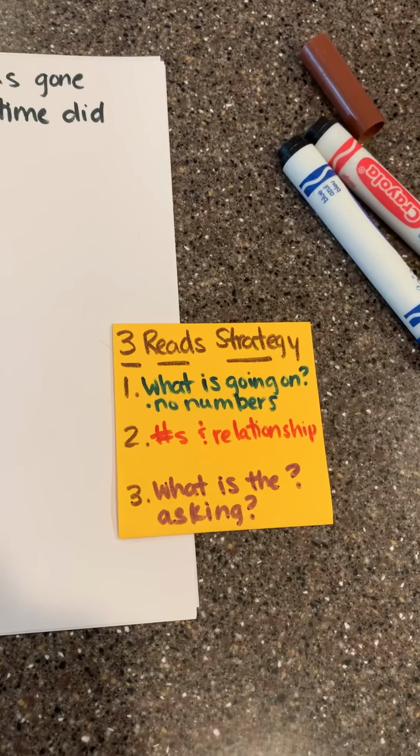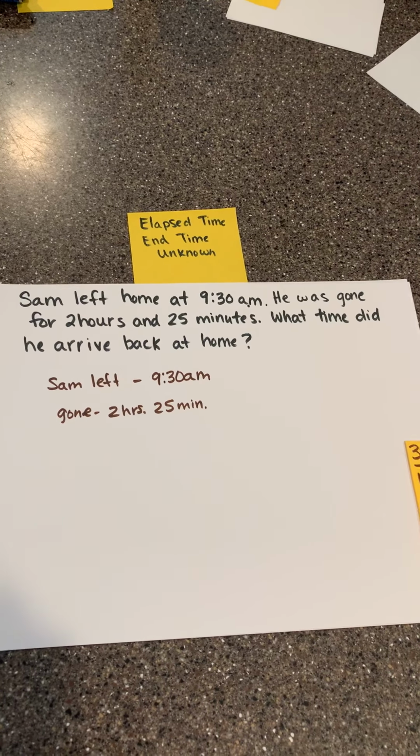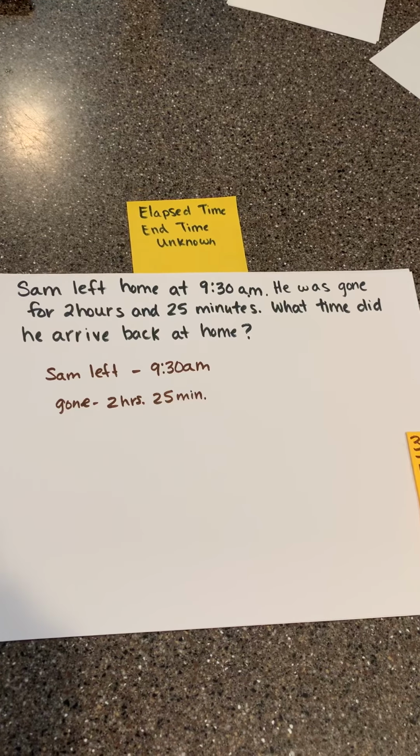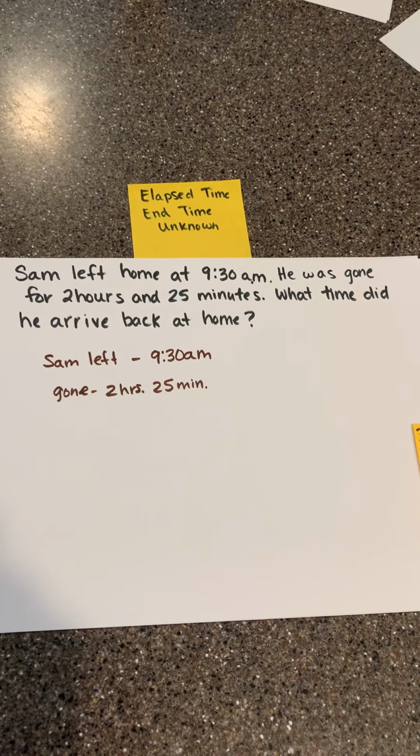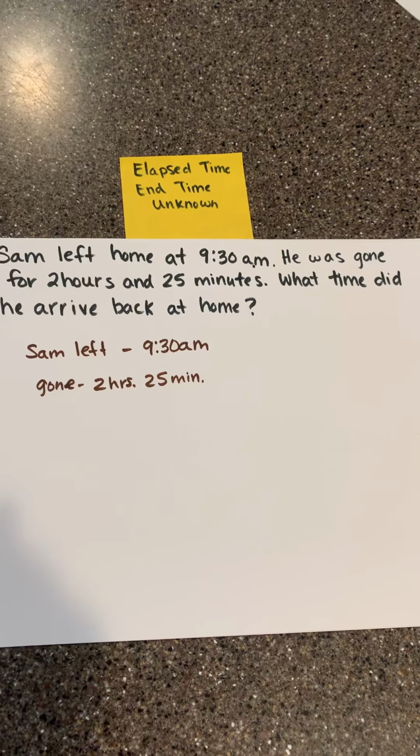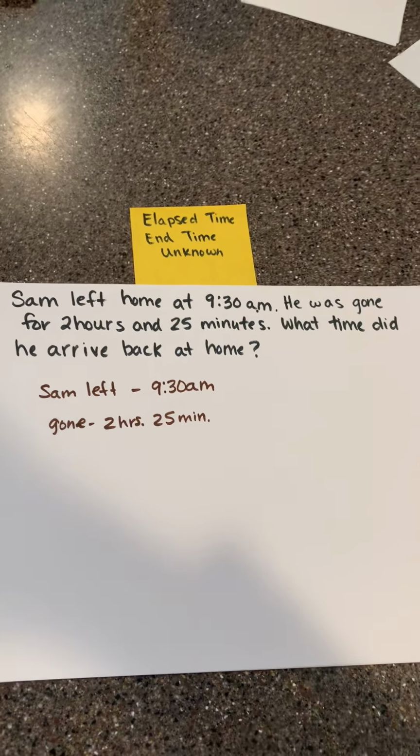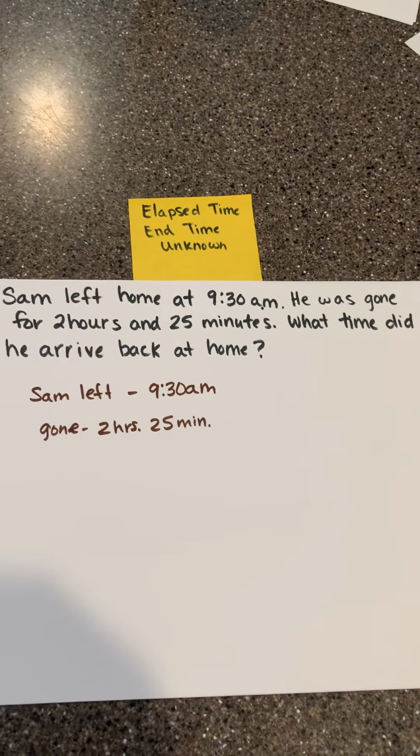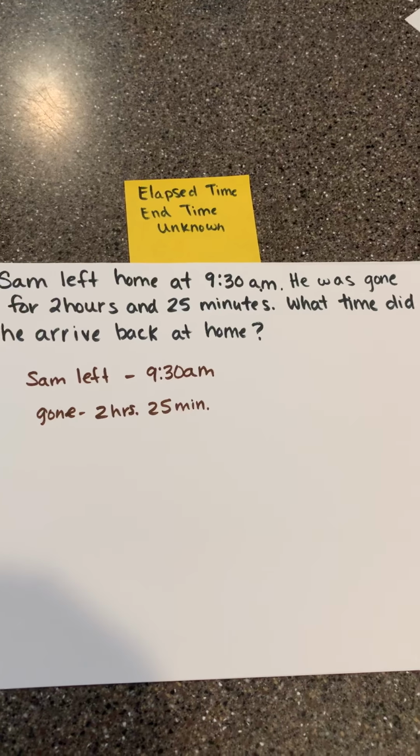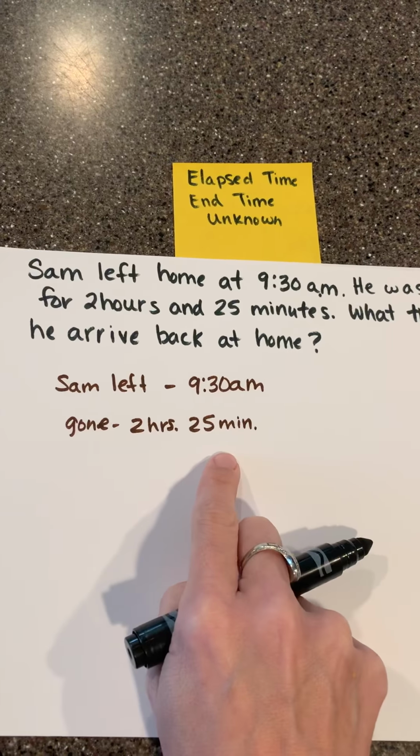Now, let's look back at what the question is asking us. Sam left home at 9:30. He was gone for 2 hours and 25 minutes. And then the question, what time did he arrive back at home? You can see this is really the first time I've focused in on the question. I really want to work on comprehending the story going on here, and then my last step is to look at the question. So what time did he arrive back at home? If he left at 9:30, and he was gone 2 hours and 25 minutes, then I'm going to have to add on that 2 hours and 25 minutes to find out what time he got back home.